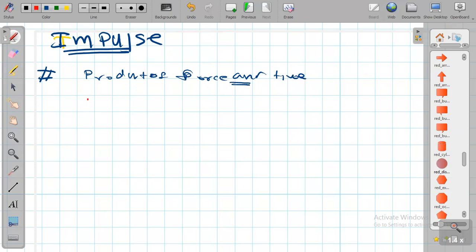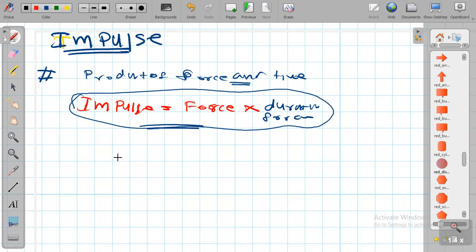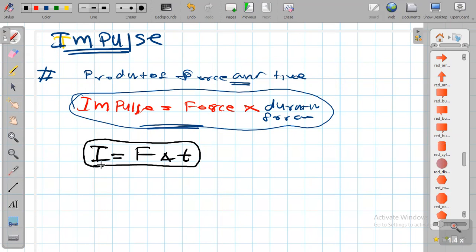So what is impulse? Impulse equals force multiplied by the duration of force. The force applied over some certain duration. You have to write the duration of force. So technically, I equals F delta T.